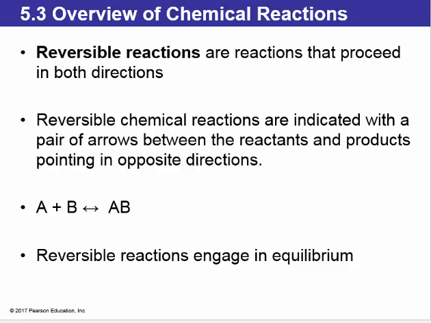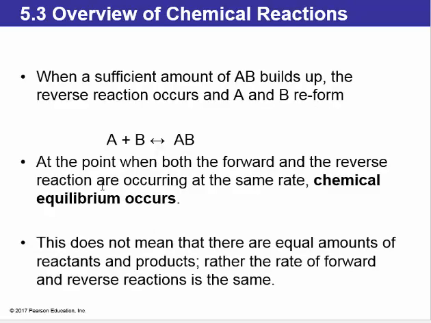Reversible reactions engage in what is known as equilibrium. When a sufficient amount of AB builds up, the reversible reaction will occur to form A and B. Eventually, what will occur is the forward rate will equal the reverse rate, and the concentration of A, B, and AB won't change. The reaction is still going forward, but the reverse reaction is also going, so the concentrations stay the same. When this occurs, that's what's known as chemical equilibrium.